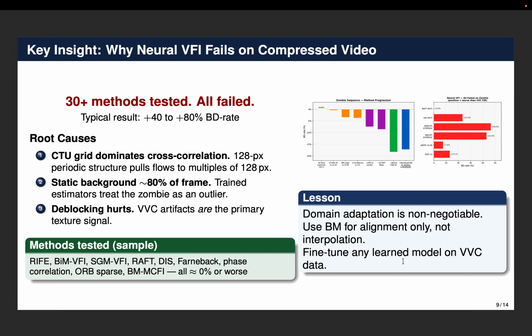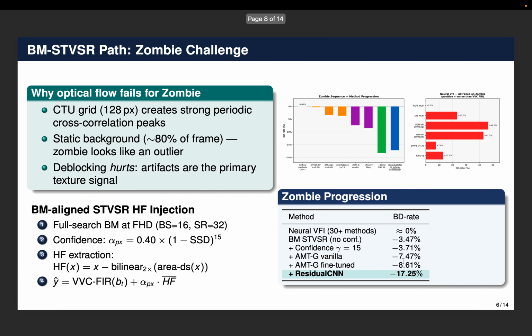For this case, we use block matching aligned spacetime video super resolution. We perform full search block matching at Full HD using block size 16 and search range 32. Block matching is used only for alignment, not direct interpolation. We compute a confidence map from the normalized SSD to mask unreliable blocks. Then we inject high-frequency information from the aligned even frames into the VVC upscaled base frame.